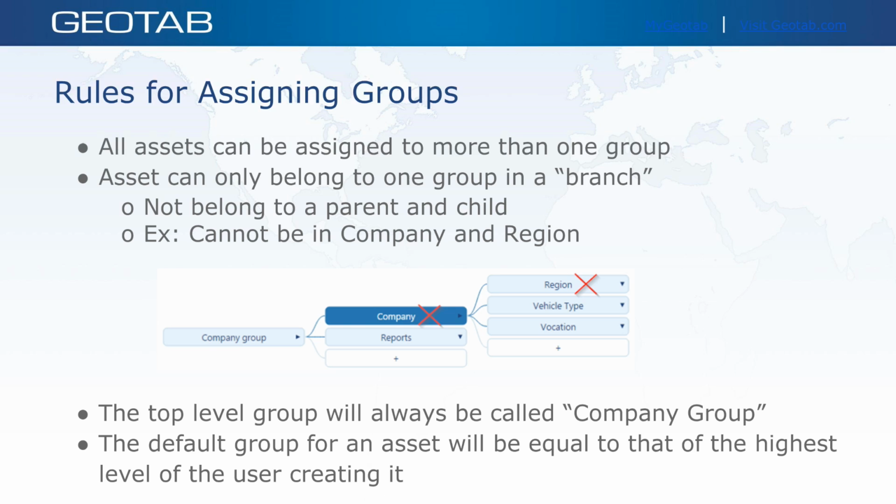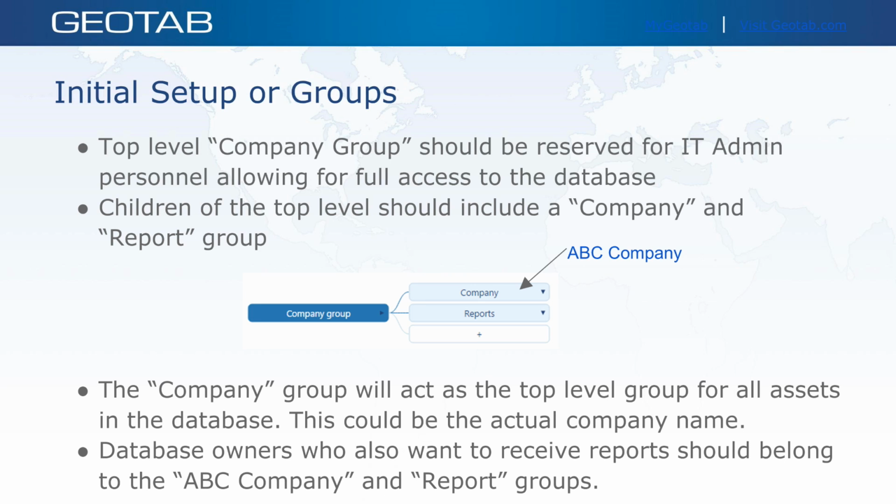So let's talk about the initial setup. We do have that top level company group, and we really recommend that it should be reserved for IT admin personnel, usually developers, somebody that wants access to the entire database, if you will. Children of the top level should include a company and report group. Now, when we say company, that could be the company name. So we've thrown in there, it could be ABC Company.